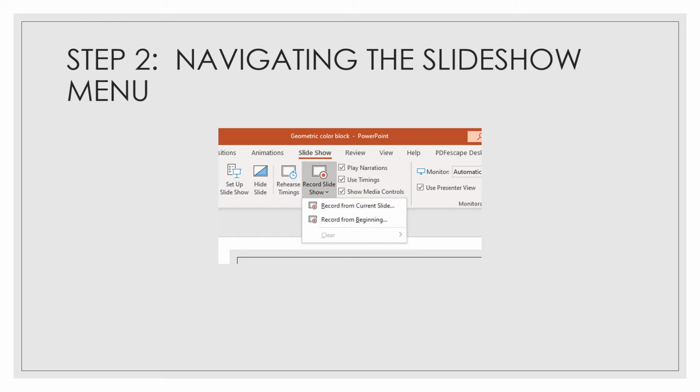After you've clicked on the Slideshow menu option and then select Record Slideshow, you have two options, Record from Current Slide and Record from Beginning. Go ahead and choose Record from Beginning, and that'll take you to the start of your slideshow so that you can begin your recording.